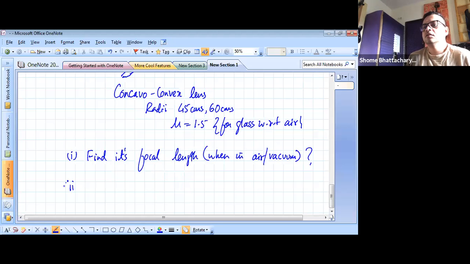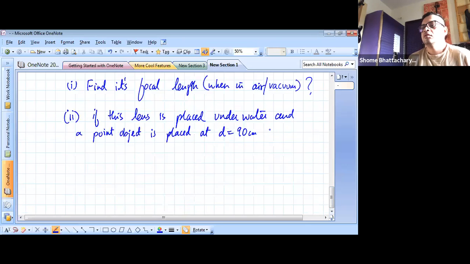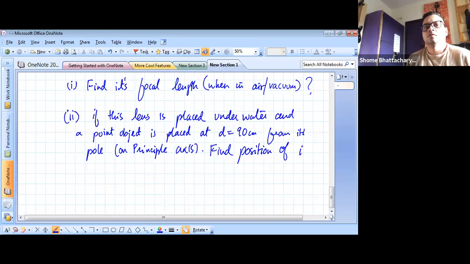And secondly, if this lens is placed under water and a point object is placed at a distance of 90 centimeters from its pole on the principal axis, find the position of the image. So let's just work this question out quickly.